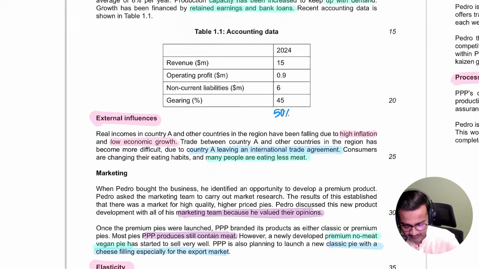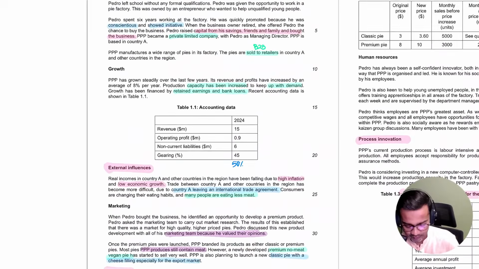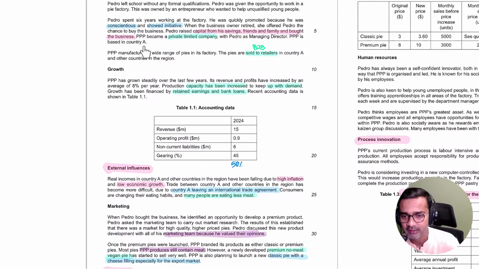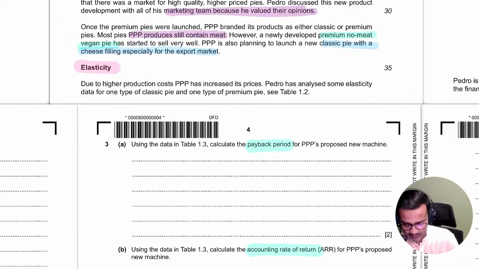And so far what we've read, if I could just summarize for you, is that Pedro left school, he worked for a pie factory, he got an opportunity to buy it, he bought it with his friends and family, he now sells to retailers, the business has grown, so has his capacity, he took a few loans. Now the external environment is not very helpful. We've just discussed that. Marketing team spends a lot of money in product development, and they're coming up with a solution for the meat pies through vegan pie and cheese filling one. Okay, so that's what we know. Let's see what else we have here.